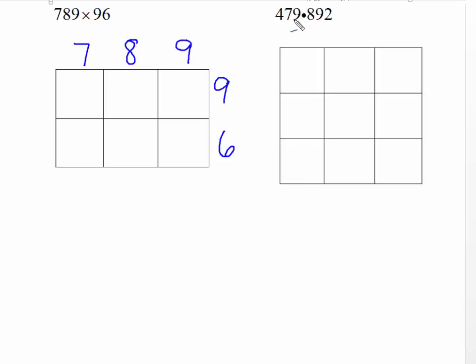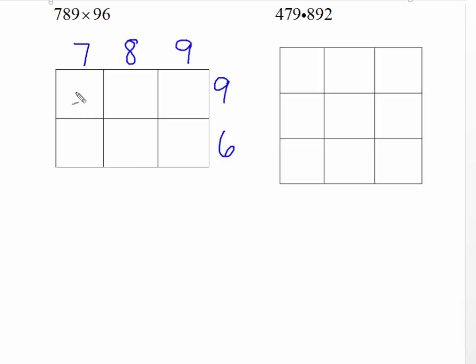If you look over here in the next problem, which we'll do in a minute, I have a 3-digit problem multiplied by another 3-digit number, so I'm going to have a 3 by 3 grid. So you need to make sure that first you set up your boxes with an appropriate number of digits across and down as you have in your original problem.